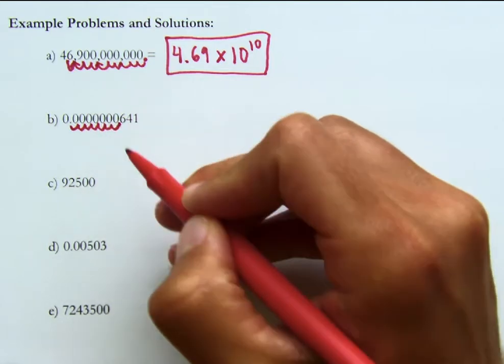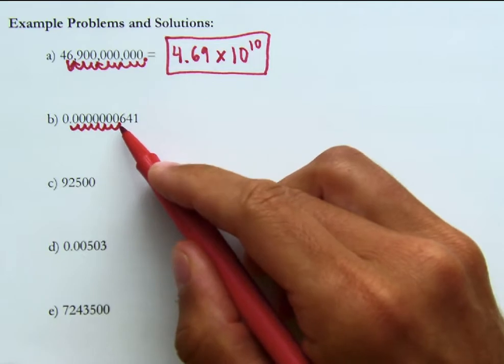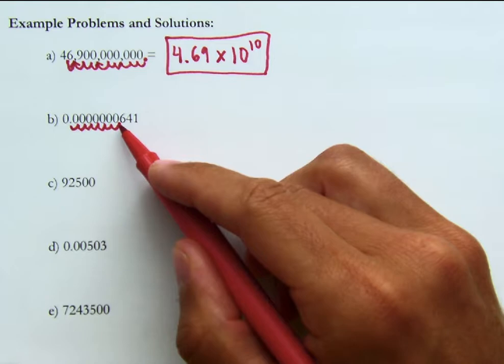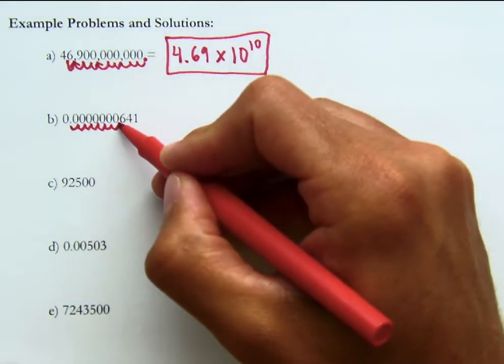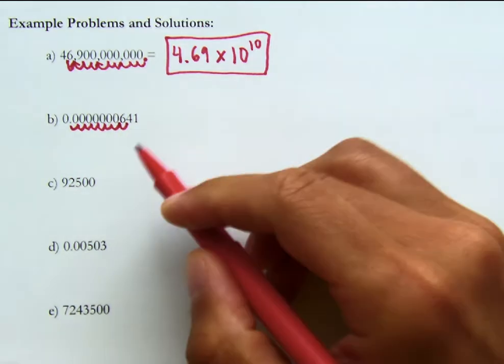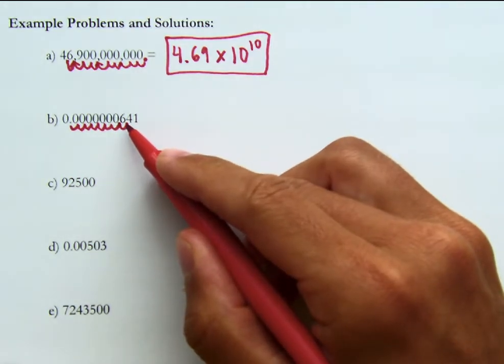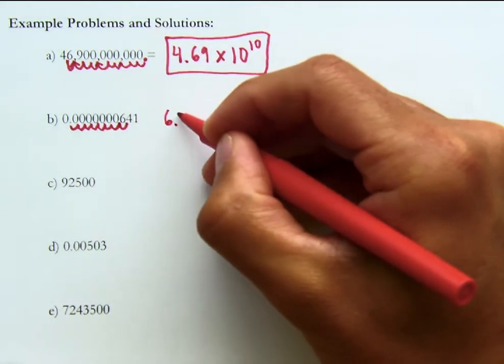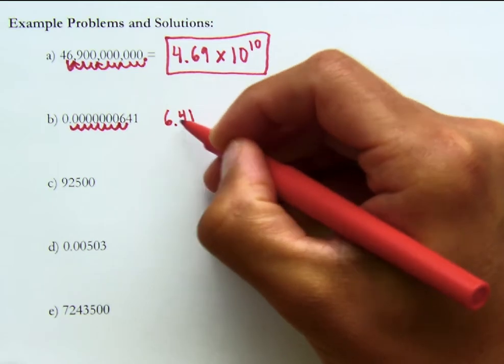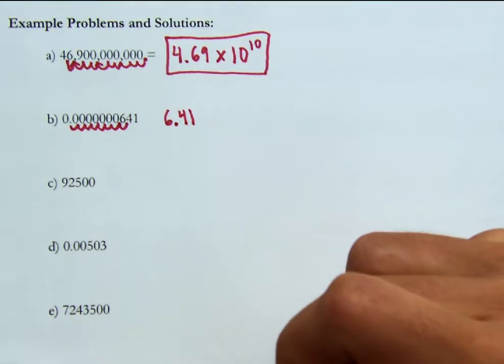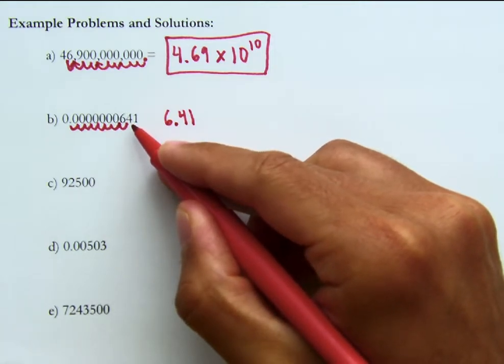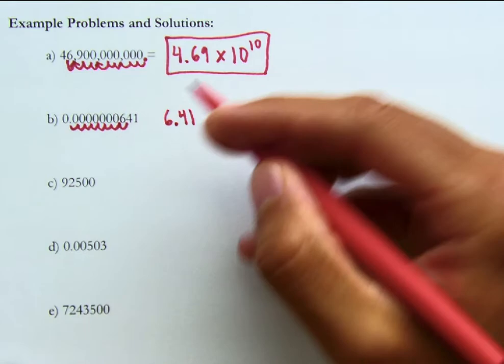Now if I stopped right there, I moved it 7 places, is 0.641, is that between 1 and 10? No, it's less than 1 still. So I have to go another place right there. If the decimal point is right there, we have 6.41. That is a number between 1 and 10. If I went another place, then I would have 64.1, and that is too big. So there's only one correct place for the decimal to be.